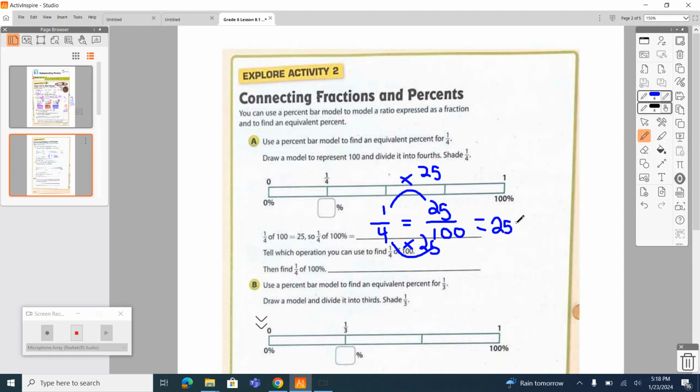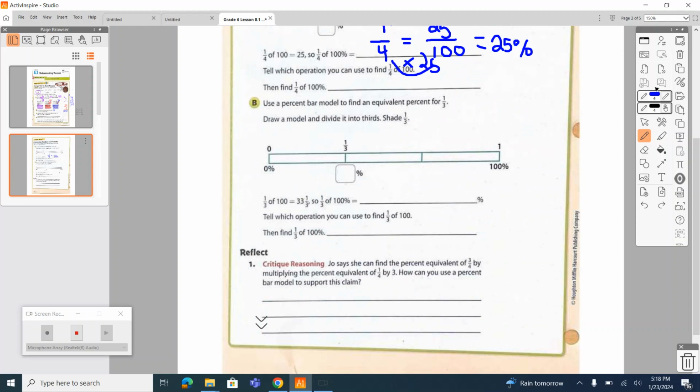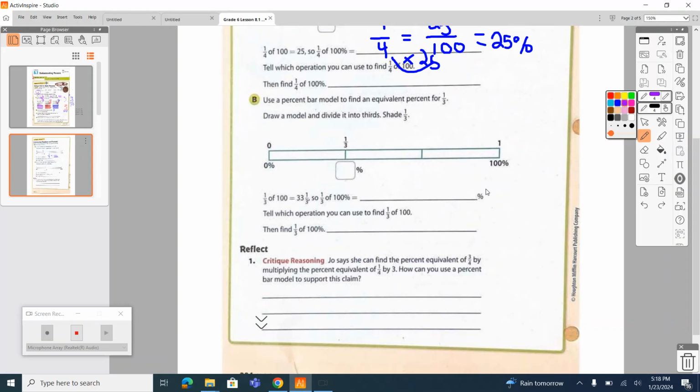On the next problem below, 1/3. Again, we're going to compare this to 1 over 3 is equal to some number over 100. 3 times some number is 100. I don't know what that is, but I can work it backwards and do division and do 100 divided by 3.